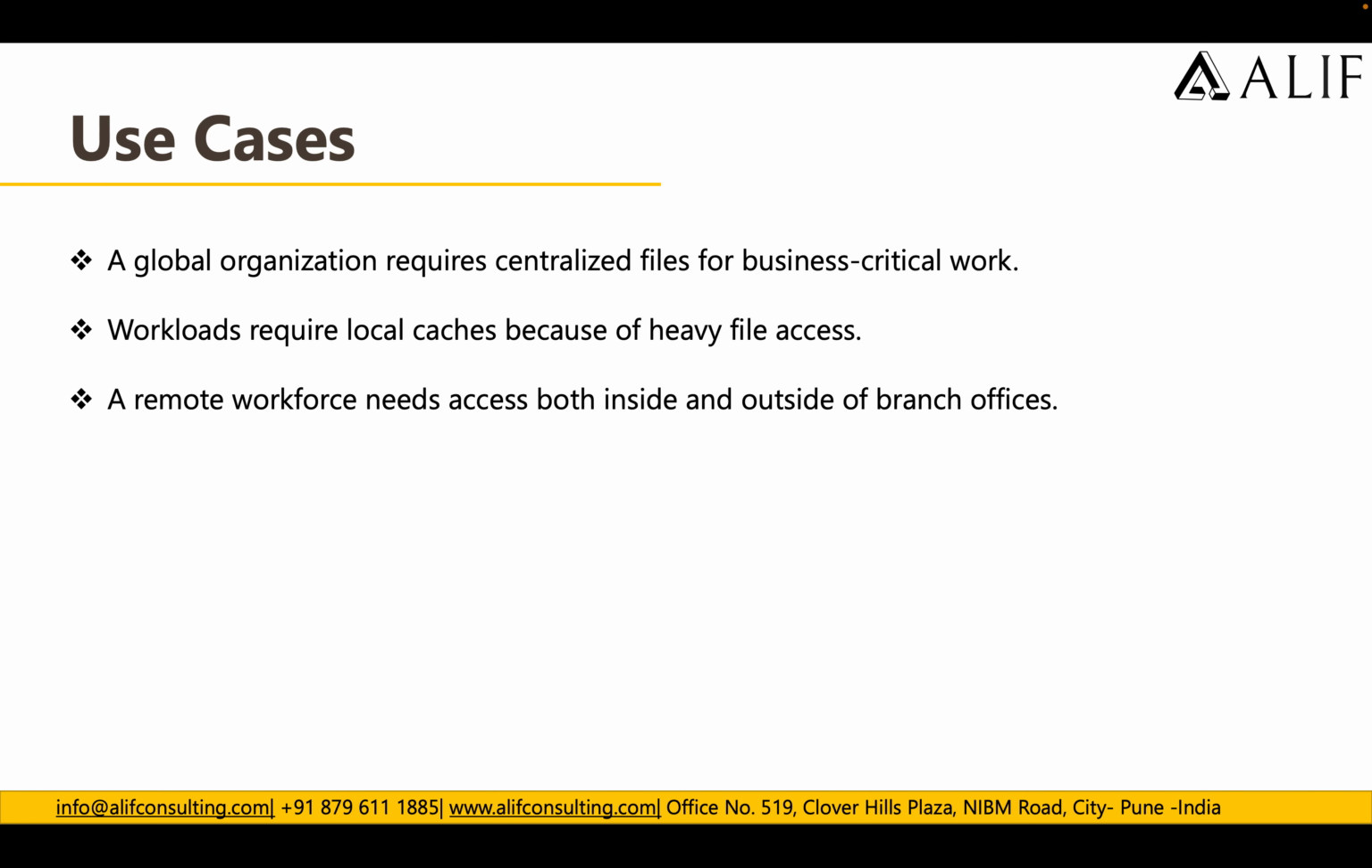Use cases. Again, a global organization requires a centralized file share for business-critical workloads. As I told you, the workload requires a local cache because of heavy file access. When you are directly accessing an Azure file share, you might face slow performance because your file is 2 GB or 3 GB, and it takes time to download and open the file. That's where a cache comes into place. You can enable the cache on the Azure File Sync share, and from there users can access the file very seamlessly.